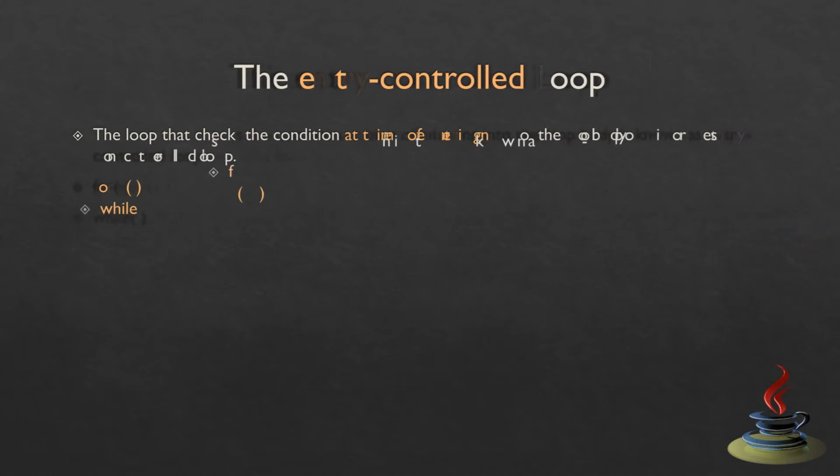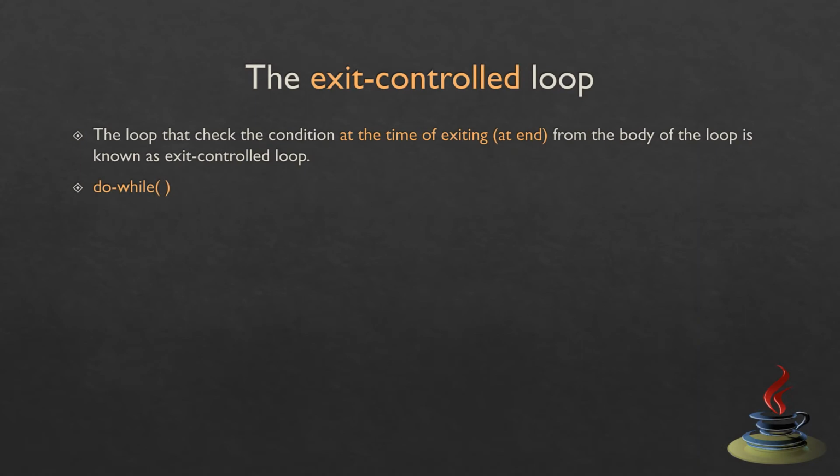Okay, and for the exit control loop, that means if you go for the do while concept, then first the loop body is there, then the condition is here, you have to write the condition here. Okay, and this part is your loop body.